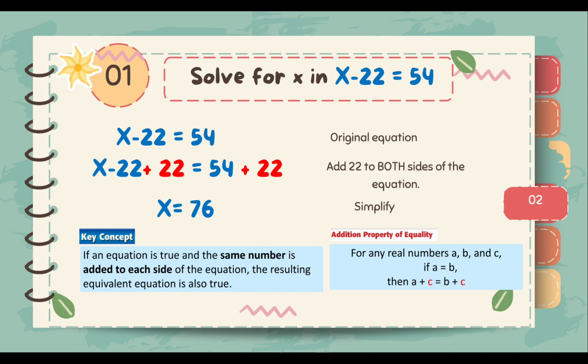Let's check for the truth. So checking, we have x is 76. So instead of writing x, we write 76 minus 22. Would that be equal to the right side, which is 54? So 76 minus 22 is actually 54 on the left side, and that is equal to the 54 on the right side. We have a true equation.